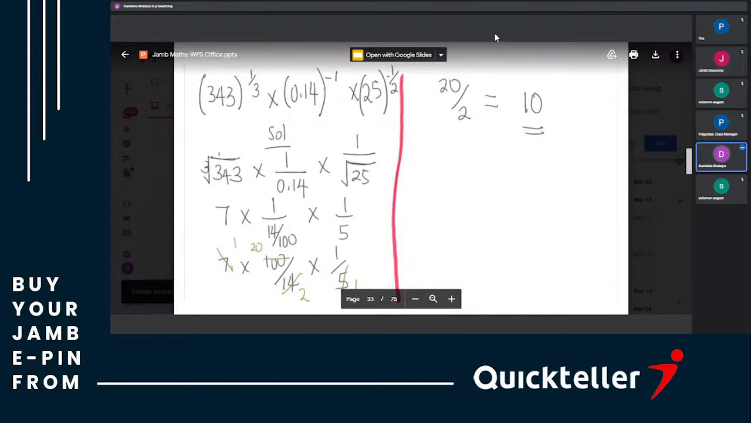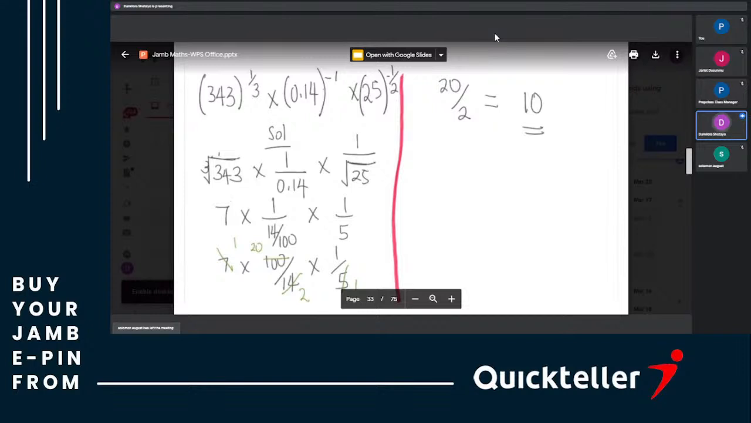I used 7 to divide 14. 7 in 14 is 2. 2 over 1, 5 in 100 is 20. Then as I've drawn it straight, the number above and the number below will become the root of the question.